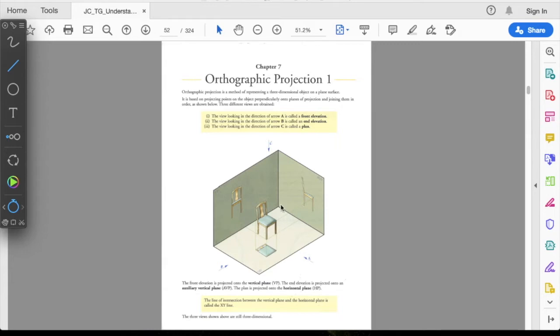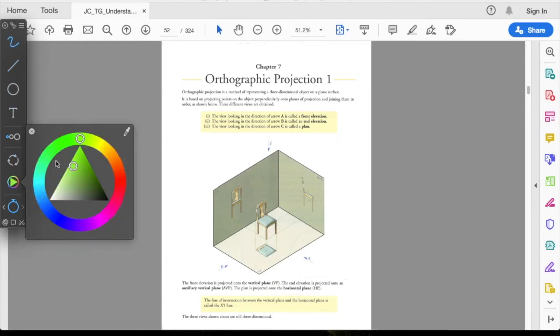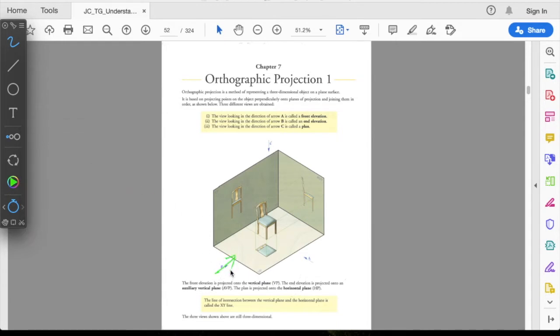So when we're looking at our chair here, we can see that to get our elevation on our plan, we project from A here through the chair onto the wall here for the elevation, and from C here down through the chair onto the ground for the plan. And then what you'll see here is that for the end view, we're looking from B in at this direction, from B, and it's projected onto this wall.